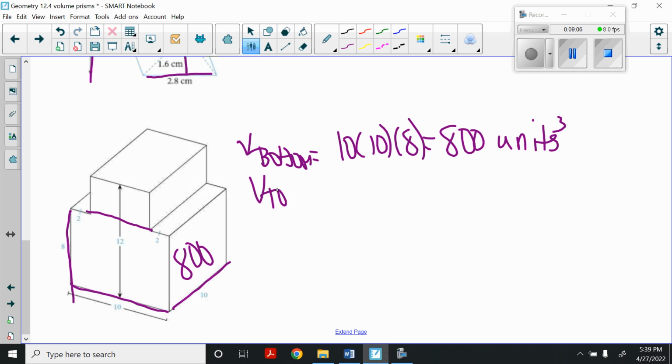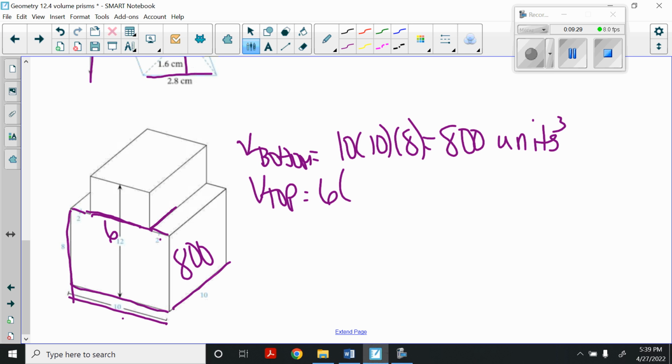Now I want the volume of the top one. Again, it's a rectangular prism. So the length, this time this is all of my length. It told me that the whole thing down here was 10. This part is 2, and this part is 2. So 10 minus 2 is 8, minus 2 is 6. So my length is 6.